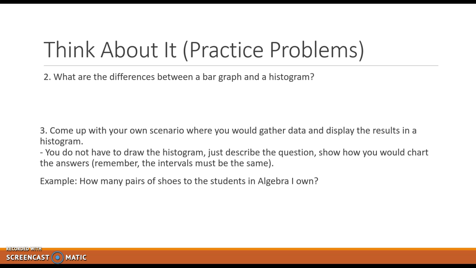Let me show you an example. Using the example from earlier, my question would be, how many pairs of shoes do the students in Algebra 1 own? That's the first part of question 3. The second part is to set up the chart I would use to create the histogram from. Here is my chart. You can see that the data would be distributed into intervals of 3 with no numbers missing from the beginning, which is 1, and it ends at 15. Now you need to create your own question and chart setup. Press pause to complete this and then come back and press play when you are done.